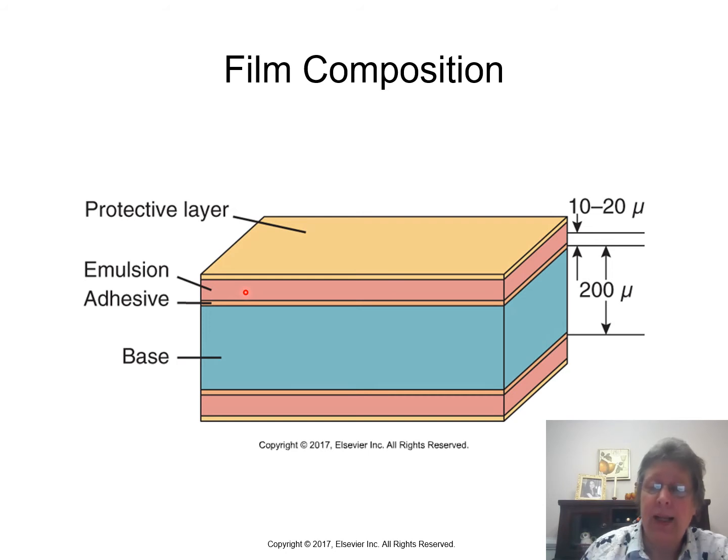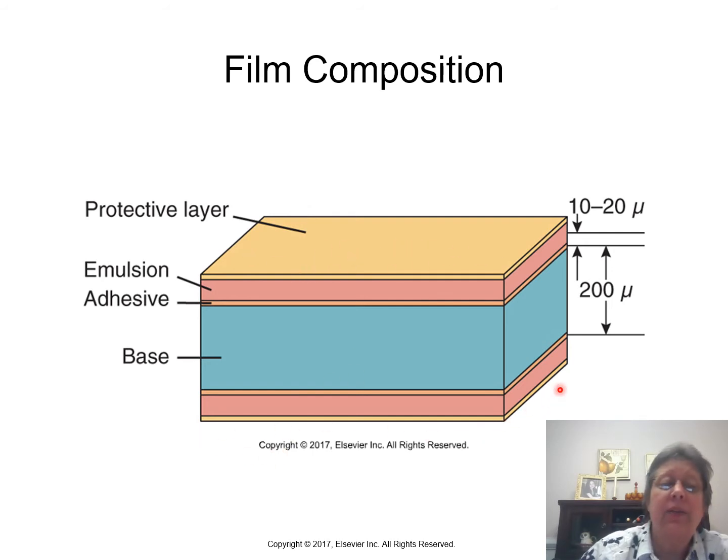Those silver halide crystals are what store the radiation to produce that latent image. What the adhesive does is keep them evenly spread across the film, because without the adhesive layer, all the emulsion may slide to one side of the film and we won't be able to have a picture across the whole film. On top of that, on both sides, is the protective layer. We're going to talk about that in a little more detail too.